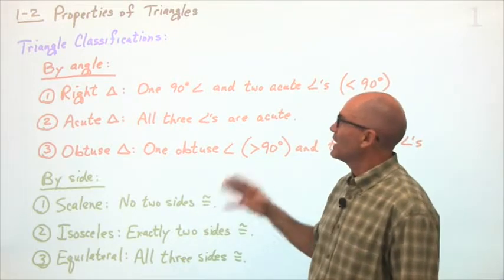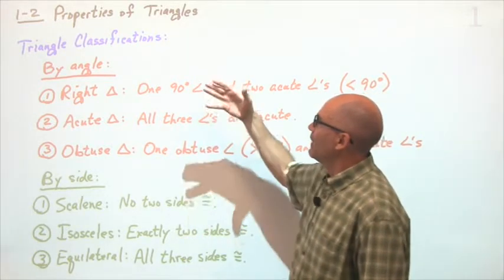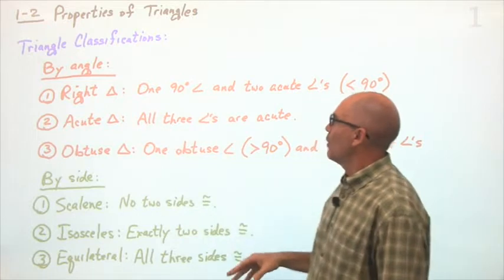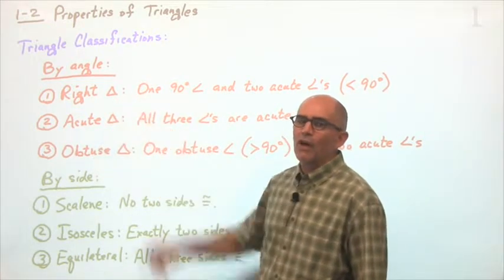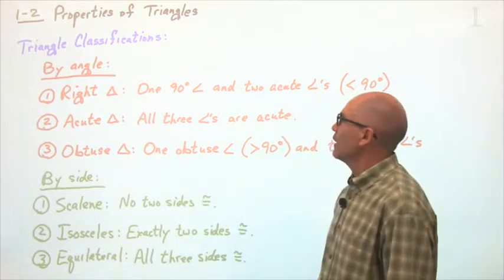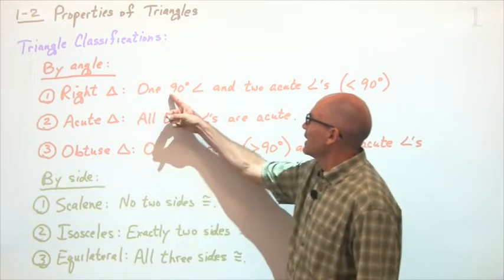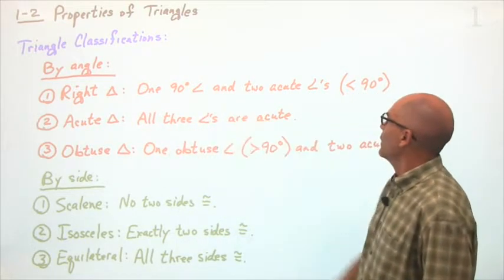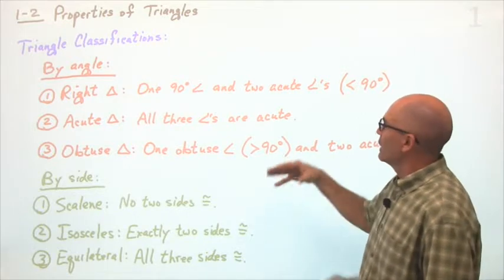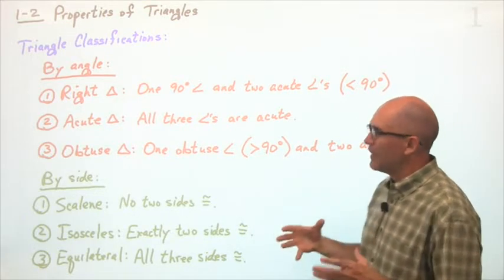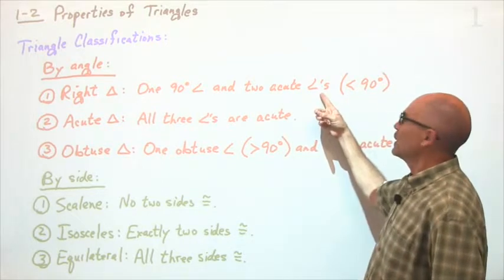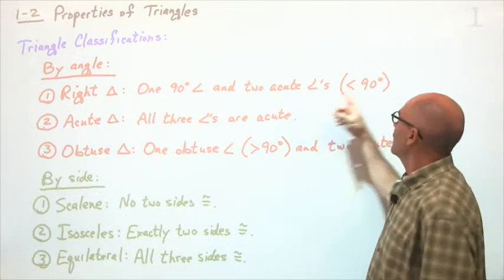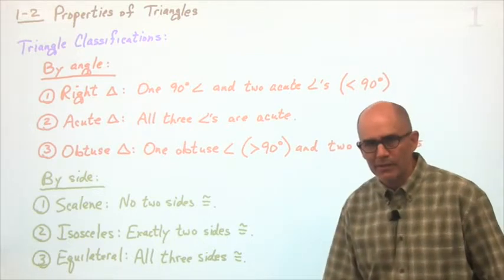First thing, we could classify triangles by their angles. So the first type of triangle would be a right triangle. Now, a right triangle means you have a triangle with exactly one 90-degree angle. And clearly, since all three angles have to add up to 180, the other two angles must be acute. And acute means less than 90 degrees.